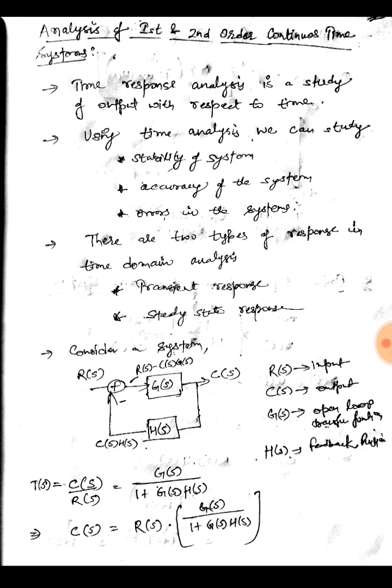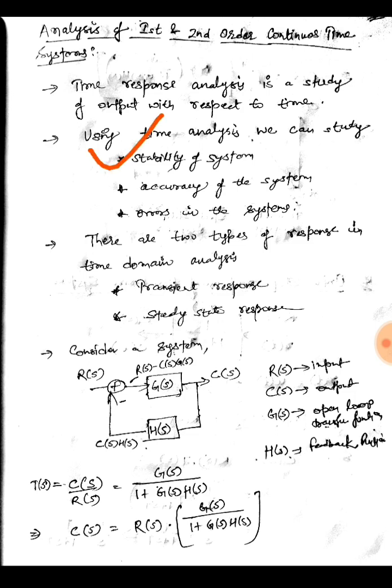So, first of all, we will see the analysis of first order and second order continuous time systems in this video. Time response analysis is a study of output with respect to time, that is, how our output is changing with respect to time. Of course it will depend upon the input we are providing, but time response means how our output is changing with respect to time. Using time analysis we can study the stability of a system.